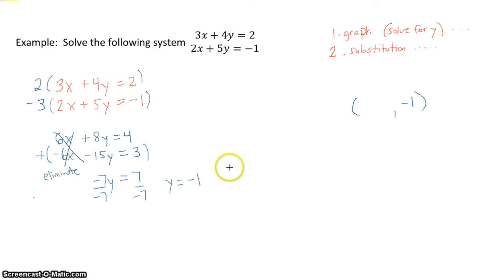Now I've got to do something about trying to find x. Now I have two options. I could plug this in. I could do that. Or I could eliminate again. Now I'm going to show you the elimination process again and just how you eliminate the exact same thing, but this time a different variable.